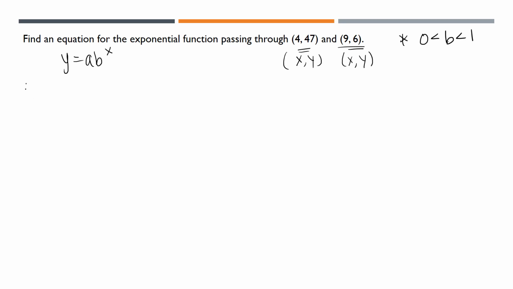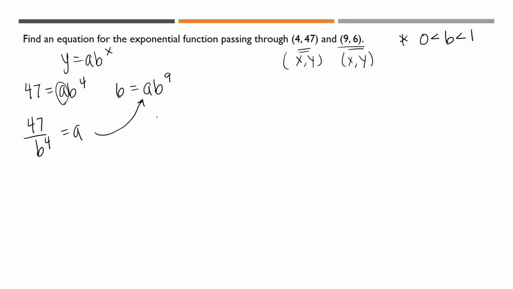Plugging in (4, 47), I've got 47 equals ab to the 4th, and my other equation would be 6 equals ab to the 9th. I'm going to solve either of these for a. I prefer to do the one with the lower power. The algebra is a little bit easier. So let's solve this first equation for a by dividing both sides by b to the 4th and plugging that into my second equation.